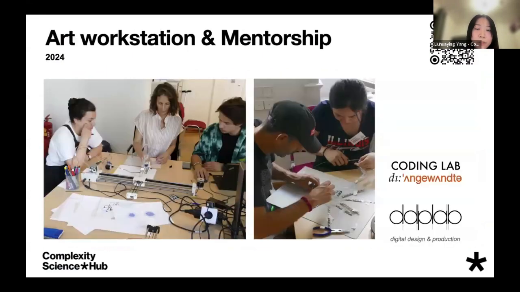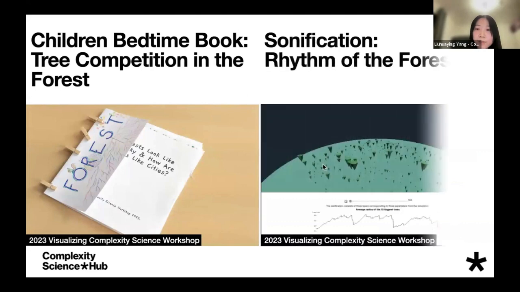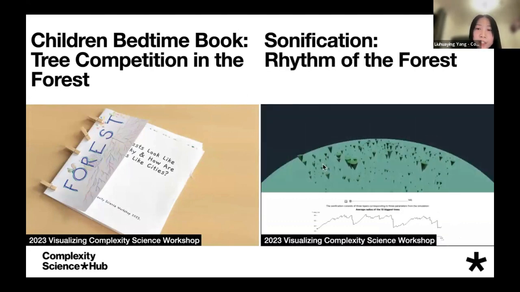This year, we also partnered with artists from the University of Applied Arts in Vienna. They brought us art workstations like pen plotters, LED lights, and generative AI, as well as artist mentorship. And the participants came up with very diverse ideas. For example, one team created a children's bedtime book, and another team integrated sonification into the visualization, so you can also listen to the data while watching the visualization.